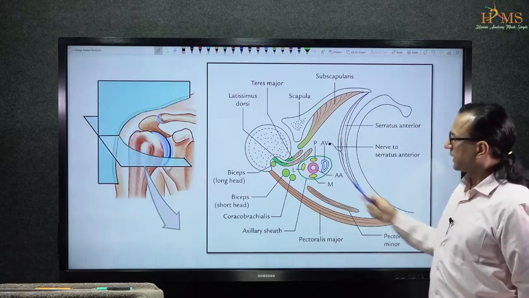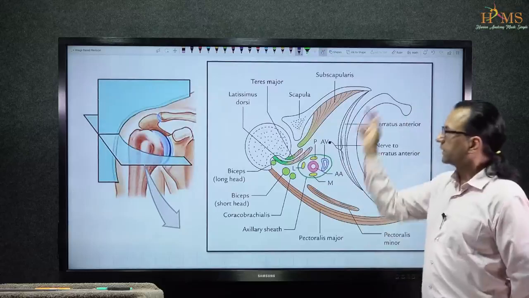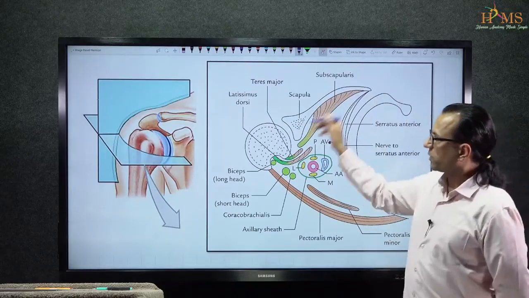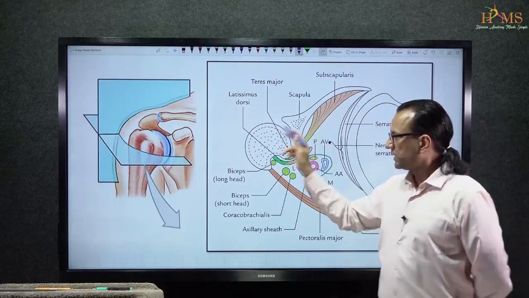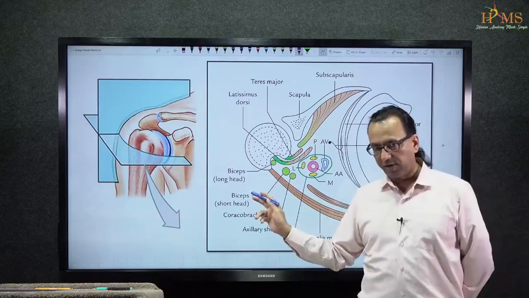Attaching there is the serratus anterior muscle coming from the ribs to the scapular bone. So serratus anterior and the ribs are the medial boundary. Scapula is the posterior boundary with the subscapularis muscle in the posterior wall of the axilla. The anterior wall of the axilla is pectoralis major and pectoralis minor. Now this is the orientation.